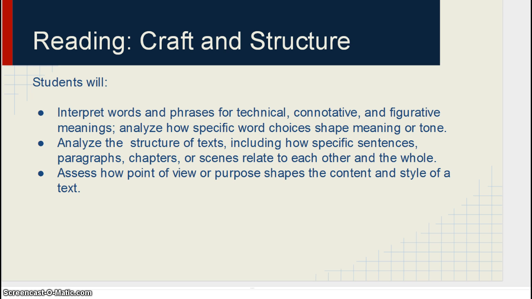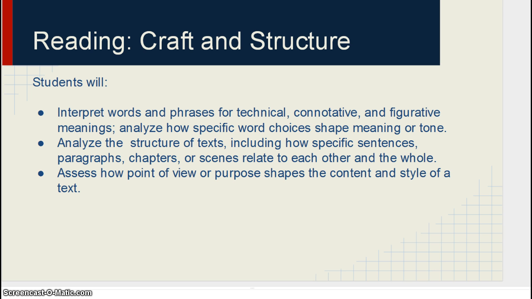The next standard is reading, craft, and structure. Students will interpret words and phrases for technical, connotative, and figurative meanings, and students will analyze how specific word choices shape meaning or tone. Students will also analyze the structure of text, including how specific sentences, paragraphs, chapters, or scenes relate to each other and the whole.